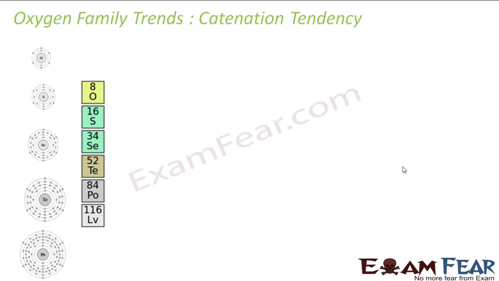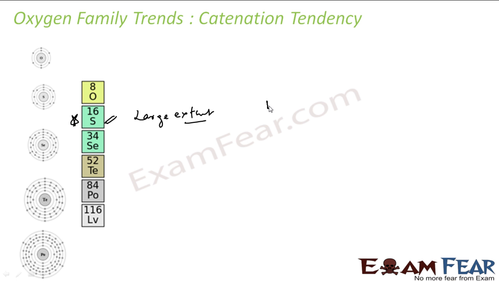The next is catenation. This catenation tendency is primarily shown by sulfur. Oxygen shows very little, only to some extent. Sulfur shows a large extent of catenation. And after these, the elements again don't show much.